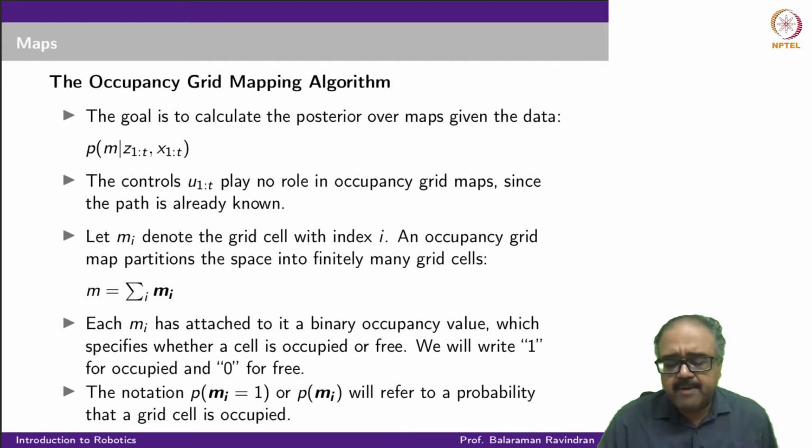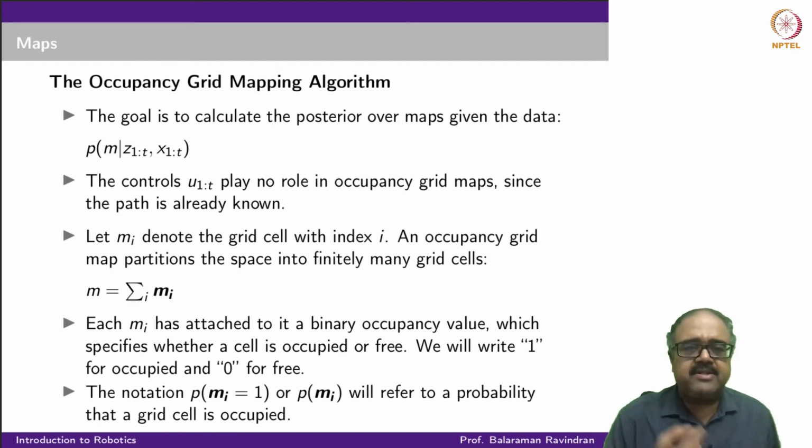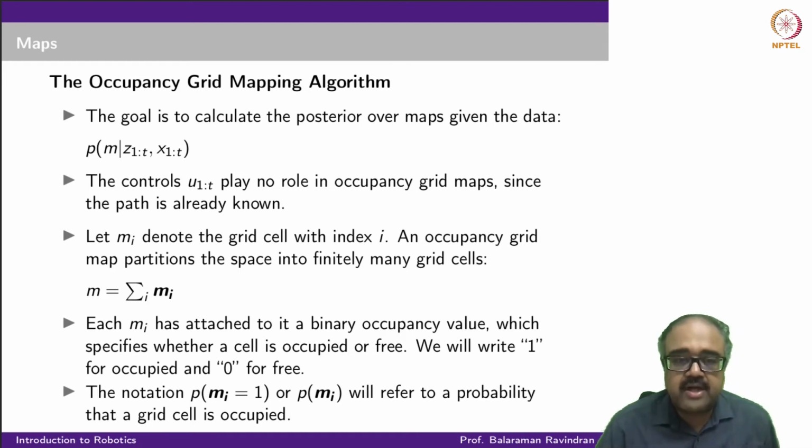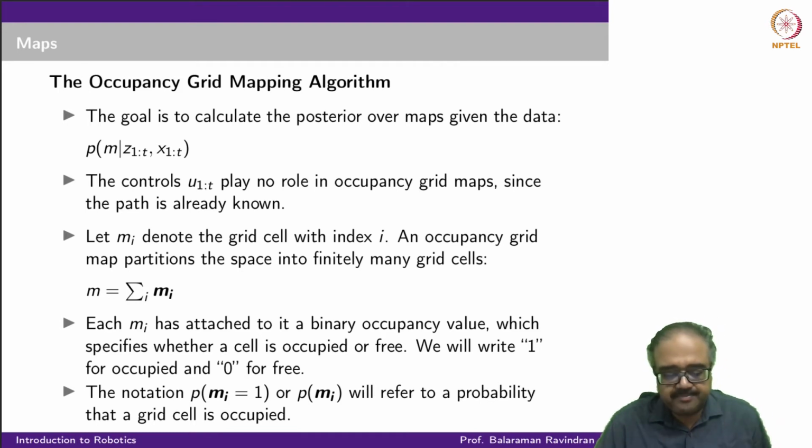The controls really play no role in occupancy grid maps, since we already know where we are. For each location I make a measurement, and I really need to know whether it's occupied or not occupied. I don't really need to know what control will get me through that space. In some sense, I can assume that the path I'm following for doing this mapping is already known to me. So we're going to say that each mi denotes a grid cell with index i. So M1 means index 1.